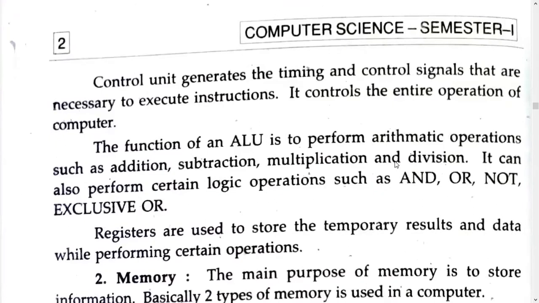And the other thing is the control unit. In the CPU, we have three parts: control unit, arithmetic logic unit, and the third one, memory. The control unit generates the timing and control signals that are necessary to execute instructions. It controls the entire operation of the computer.